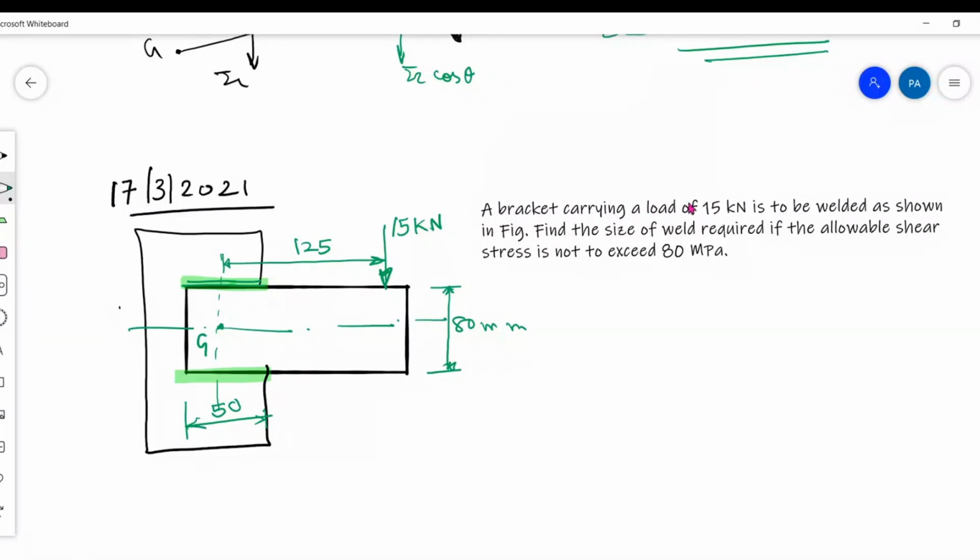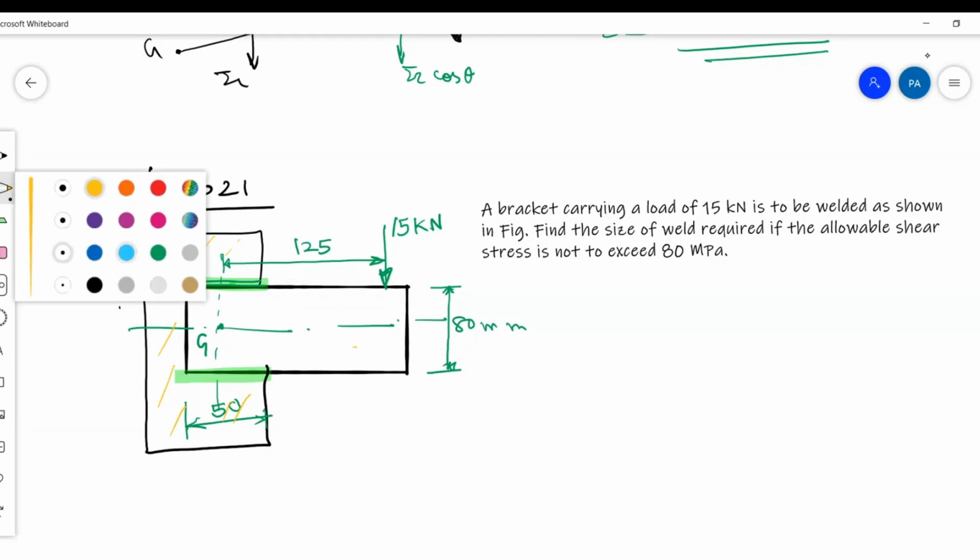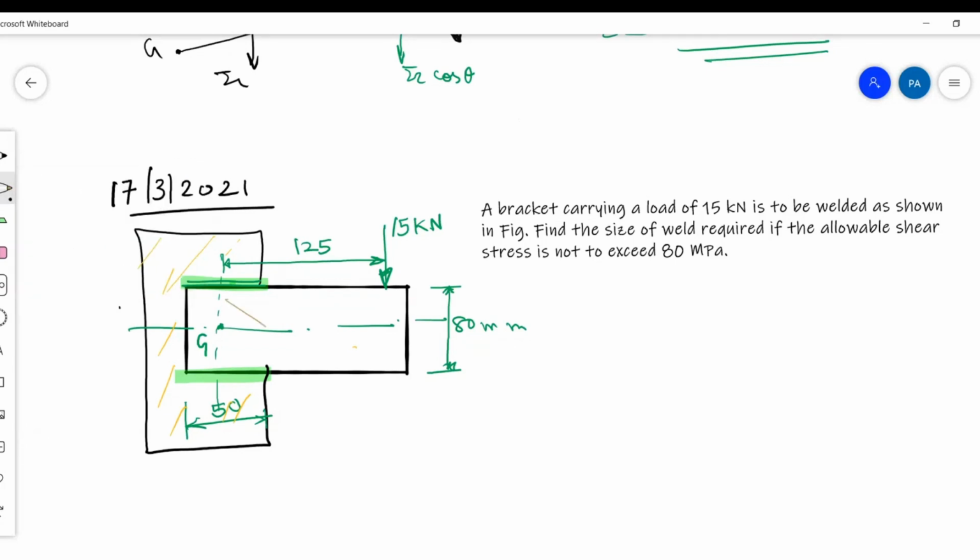So a bracket carrying a load of 15 kilonewtons. You can see a bracket. It is carrying a load of 15 kilonewton, and it is to be welded to another plate as shown here. This is one plate. And this is another plate. So these are the two plates, and these two plates are to be welded. Where is the weld? The weld is applied here. This green color, this is the weld.